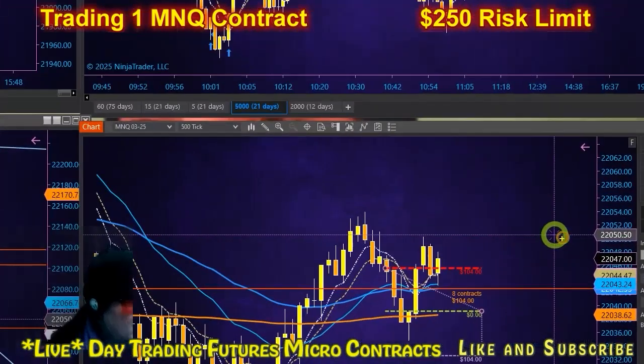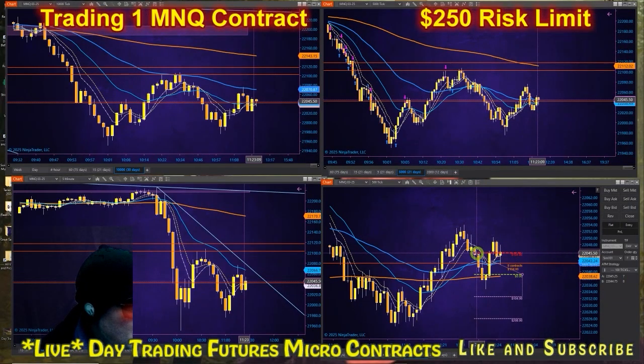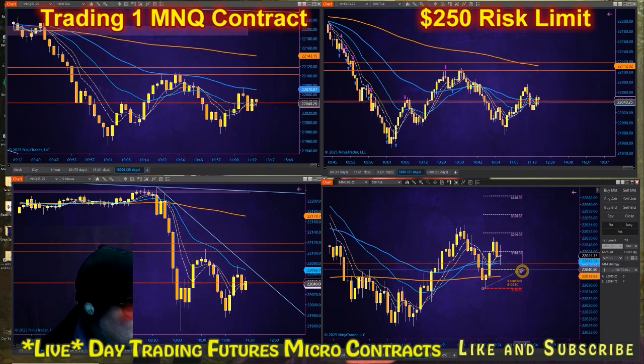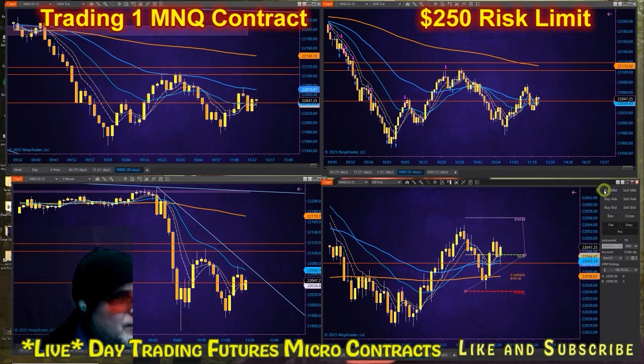So now I'm trying to figure out, do I want to keep trying it or just keep working with this red line and keep moving my stop where I think it should be. And this would be another trade right here if this would continue to go up.